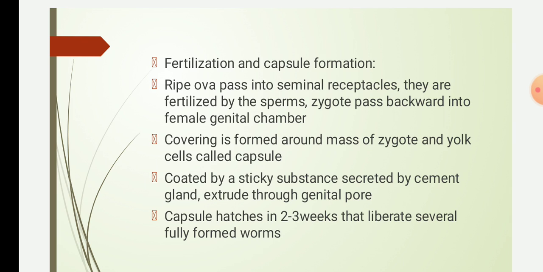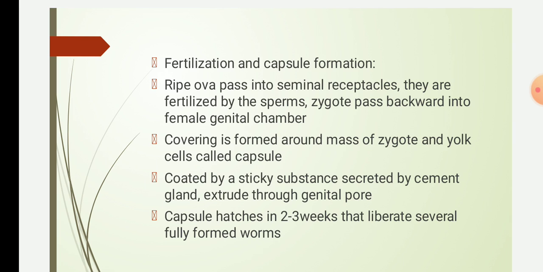After the copulation, from the copulatory bursa, the sperms pass through the ovovitelline duct into the seminal receptacles where the sperms are stored. Then after the fertilization, the zygote moves through the ovovitelline duct and reaches the female genital chamber. There they are mingled with the yolk cells from the yolk cum shell glands.